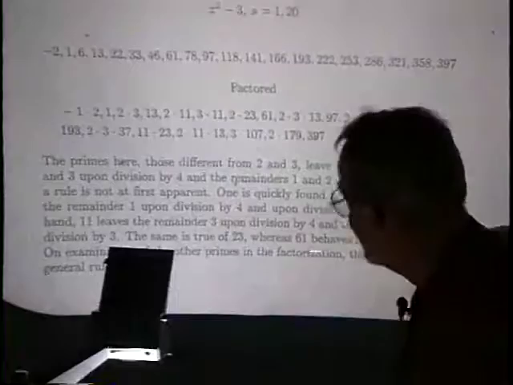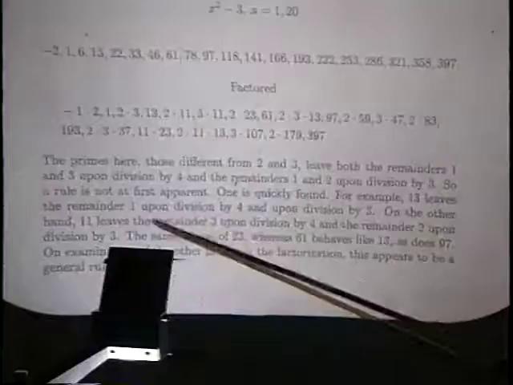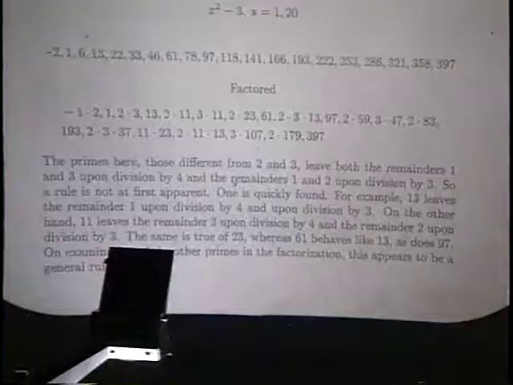Prime number. There are prime numbers that leave the remainder 2 upon division by 4 and 1 upon division by 3, but they don't appear in the sequence, and they will never appear. Thank you very much. So 5 doesn't appear. All right. So that's a general rule. It appears to be a general rule.